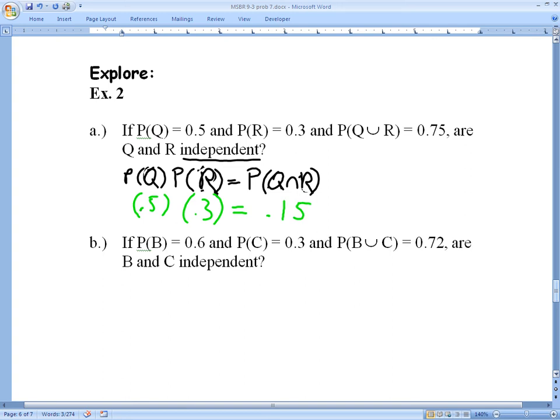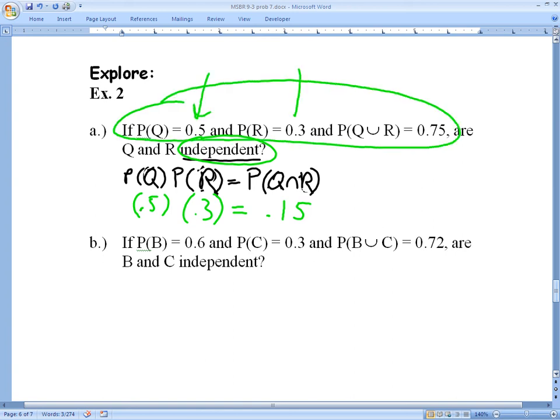But that's if they're independent, because I used the independent formula without knowing they were independent. Now what I'm going to do is check it using the combined events formula. The reason I'm going to use the combined events formula is because they gave me three things. 1, 2, 3.